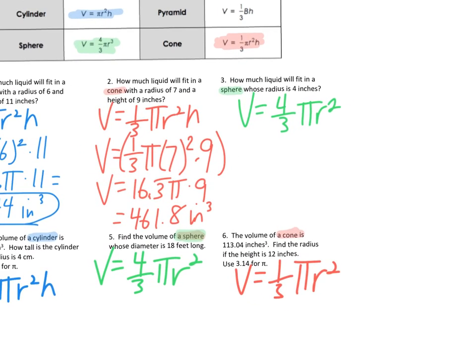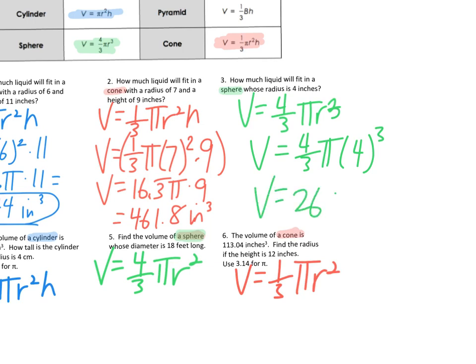All right, next we have a sphere. How much liquid will fit in a sphere whose radius is 4 inches? So here we just have to plug in 4 for the radius. So the volume of a sphere is 4/3 pi times 4 cubed. That should be a cubed right there. And so let's calculate that. So I got 4/3 times pi times 4 raised to the 3rd power, and I get 268 inches cubed.